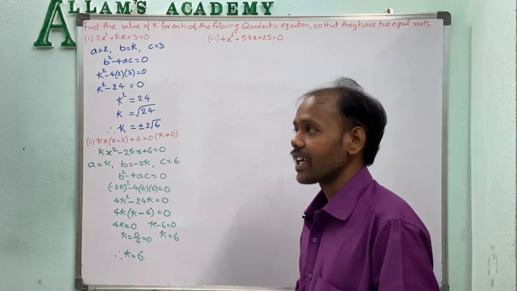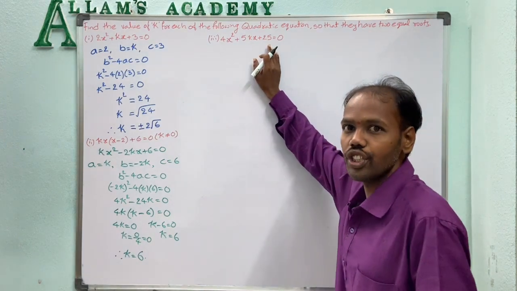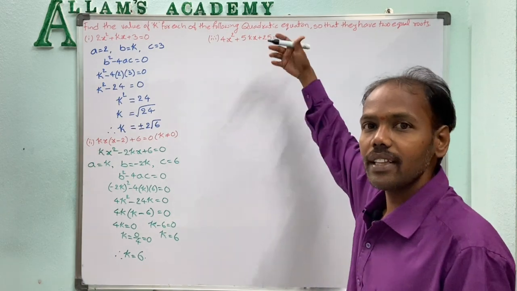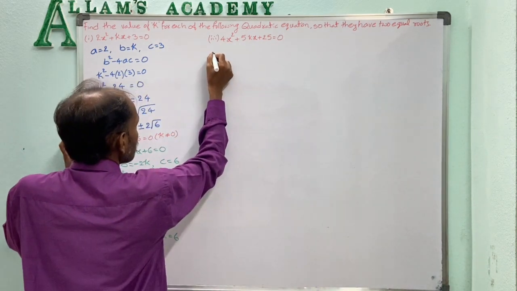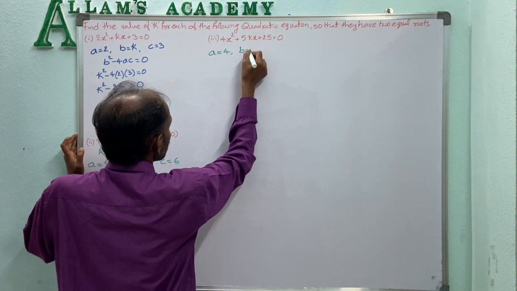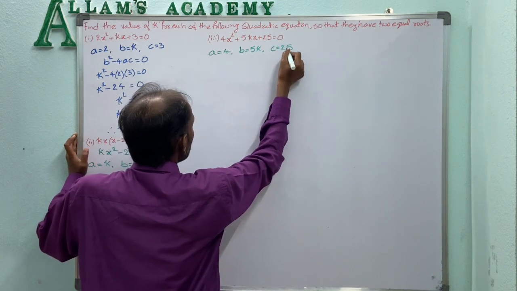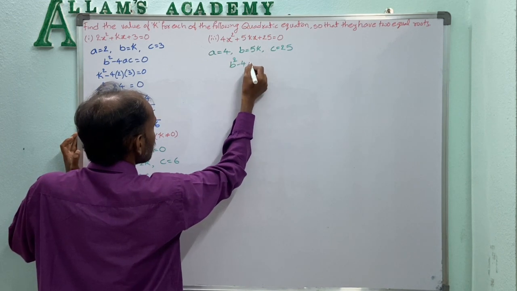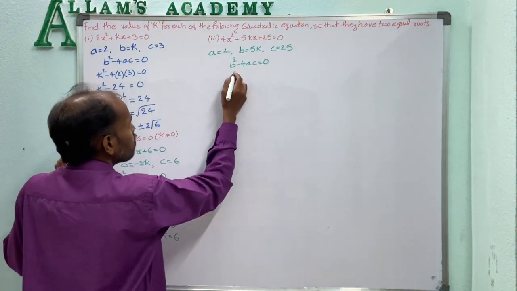Okay. Now the given quadratic equation is 4x square plus 5kx plus 25 equal to 0. It has two equal roots. Find the value of k. Now comparing this quadratic equation with the general form ax square plus bx plus c equal to 0, a equals the x square coefficient, 4, b equals the x coefficient, that is 5k, and c equals the constant term, that is 25. Now the discriminant b square minus 4ac is equal to 0. Why? Because the roots are equal. For that purpose, b equals 5k.